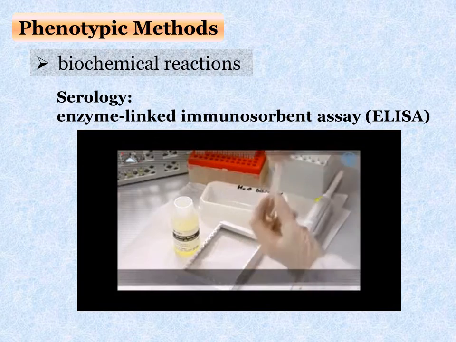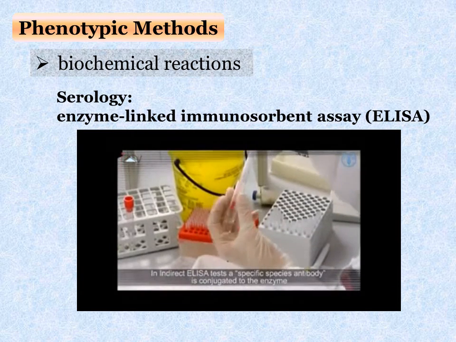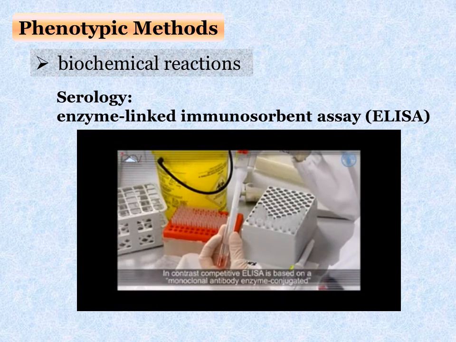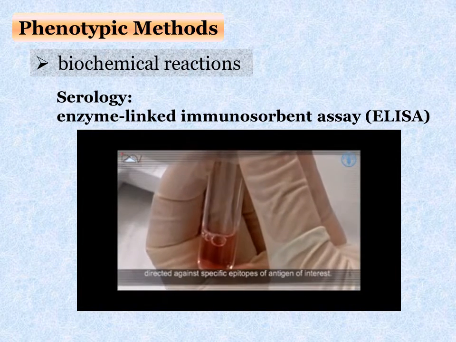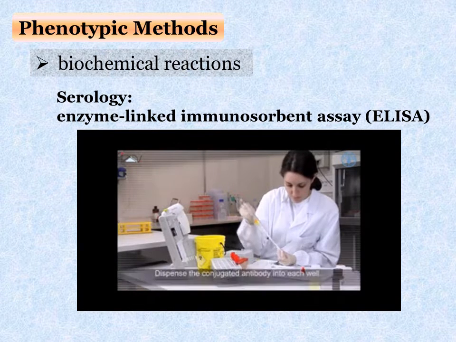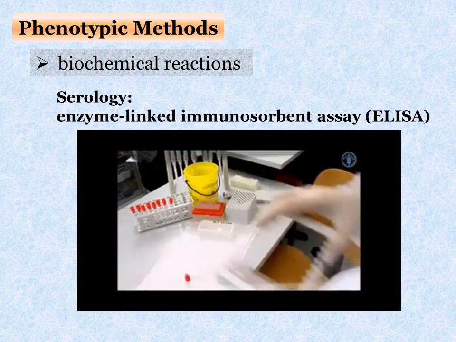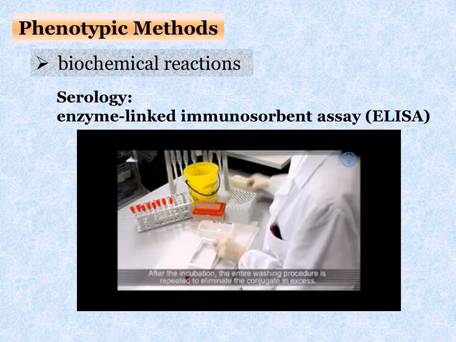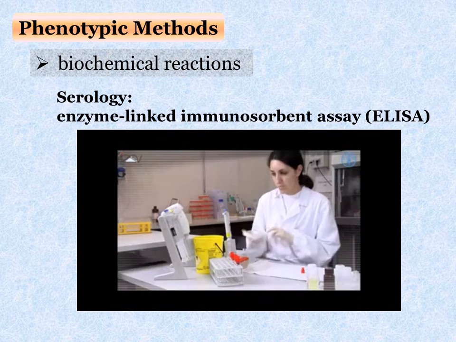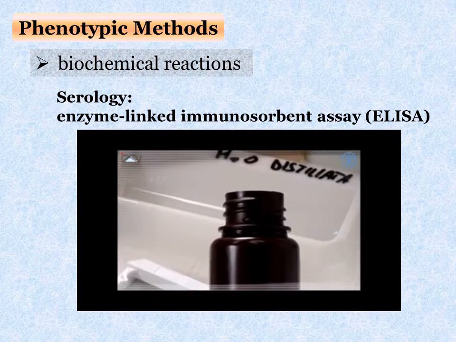Prepare the enzyme-conjugated antibody. There are two types of ELISA, direct and indirect, which differ in the antibody used. Dispense the conjugated antibody into each well. A second incubation is carried out to allow development of a second immunocomplex. After the incubation, the entire washing procedure is repeated to eliminate the conjugate in excess. Finally, add the substrate and allow for color development for a few minutes in the dark.